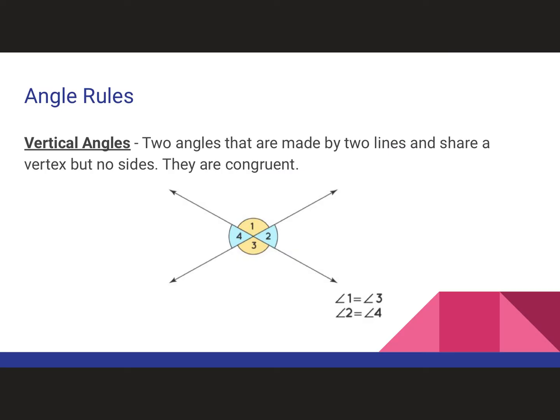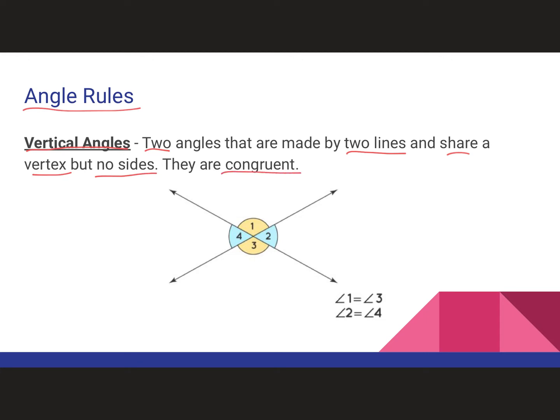Okay, so let's get started with this. What are some angle rules that you know? These are rules from previous years, just sort of a refresher. So first is vertical angles. Vertical angles are two angles that are made by two lines. They share a vertex, but no sides. They are congruent. So what does that mean?